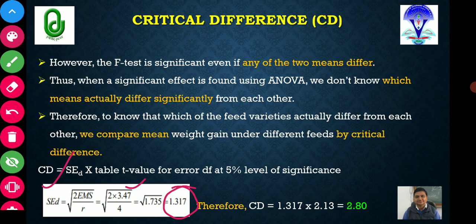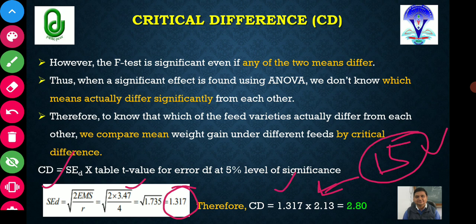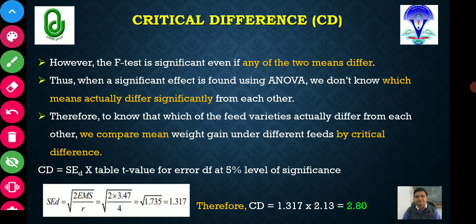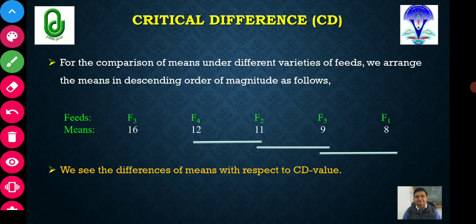And what is the CD value? The CD value will be the standard error of difference into the table value of t at 15 degrees of freedom, where 15 is the error degree of freedom. So the standard error of difference into the t value at 15 degrees of freedom at 5% level of significance. Like this, you calculated the CD value as 2.8. Now you see how we will differentiate the means. So the 2.8 value you have to remember.